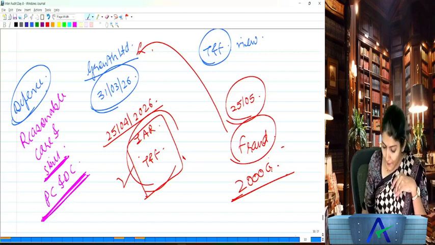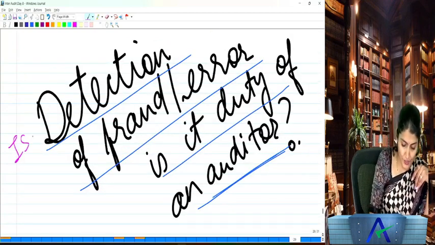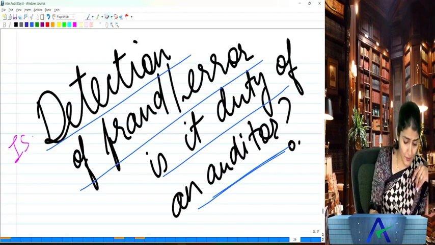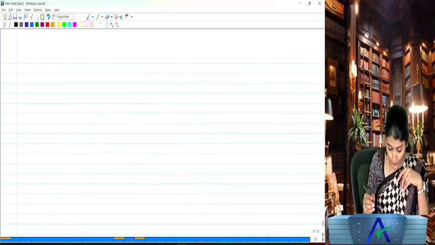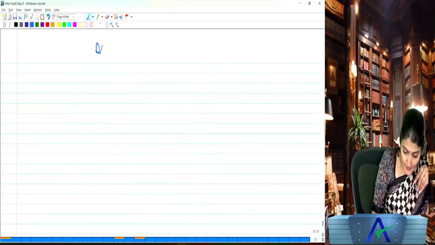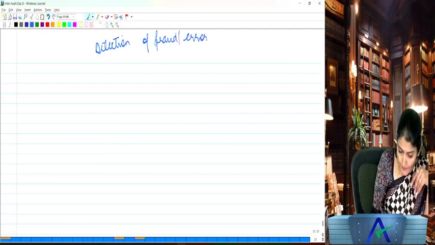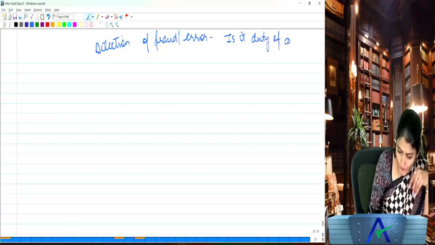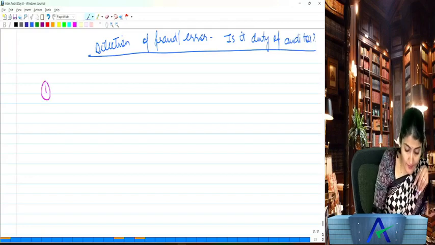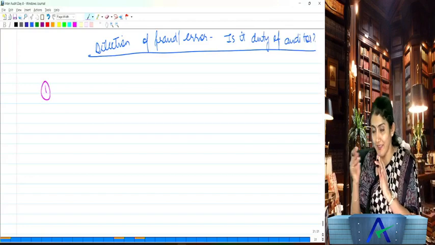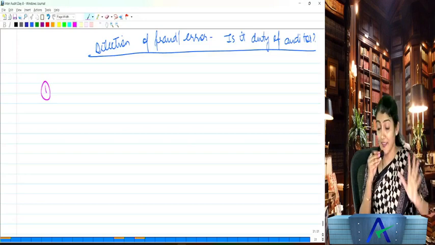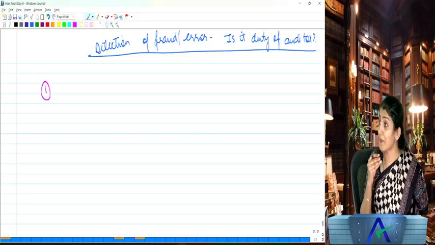So again, coming back to my question, is detection of fraud and error the duty of the auditor? Write down with me. Detection of the fraud or error, is it the duty of the auditor? Look at our answer. We don't say no, we don't say incorrect. We say, it depends, wait.